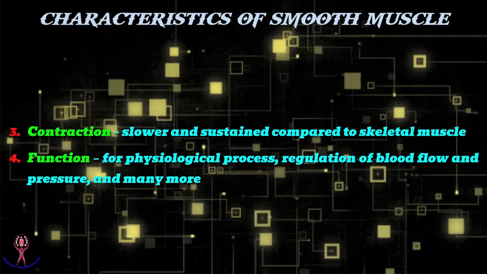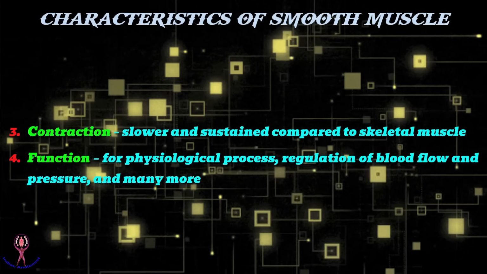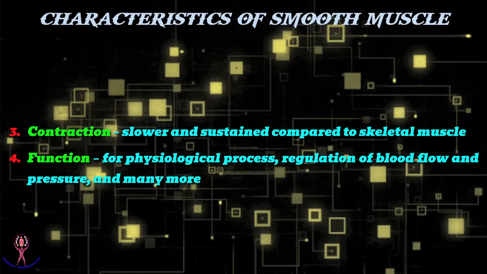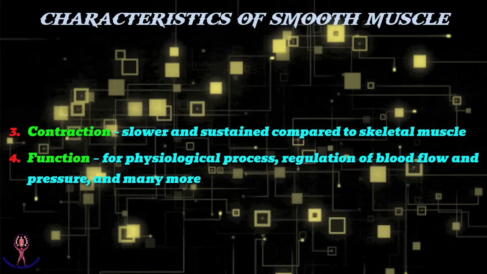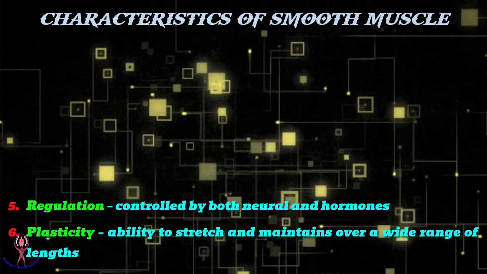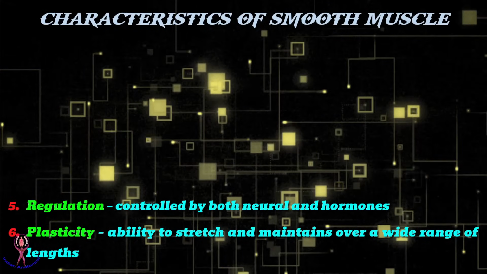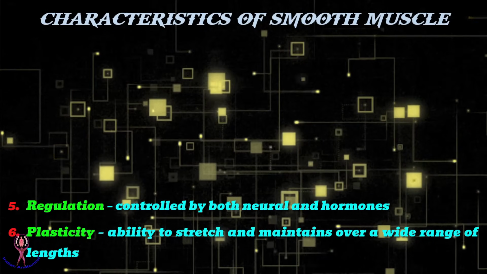3. Contraction: they are slower and sustained, compared to skeletal muscle. 4. Function: to carry out physiological processes, regulation of blood flow and pressure, and many more. 5. Regulation by both neural and hormonal functions. Finally, plasticity: smooth muscles have the ability to stretch and maintain tension over a wide range of lengths.